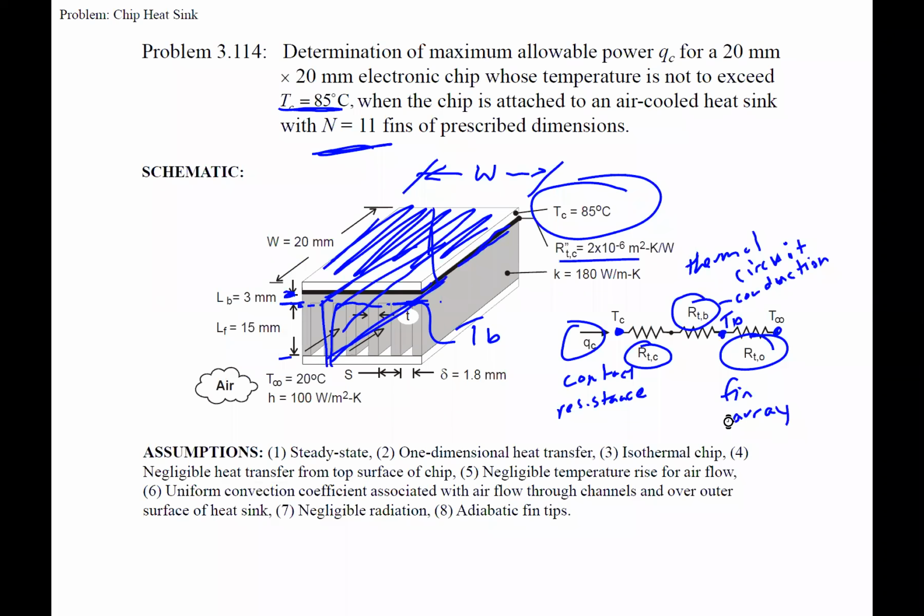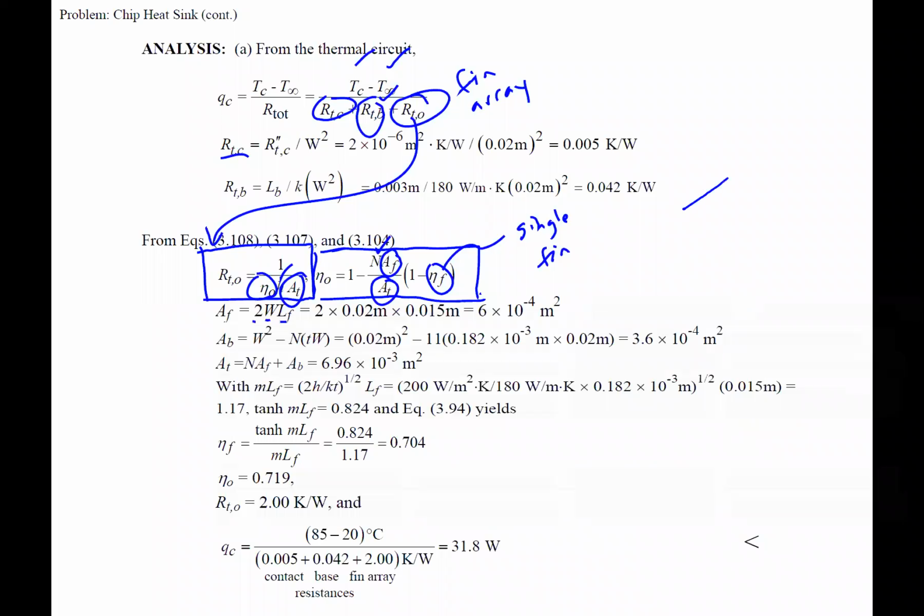Okay, so let me draw it over here. So there's one side on the fin, and then they're doing the other side. That's what the multiplication times 2 is. All right, so that's one single fin, and that's why you see it multiplied times the number of fins in the equation.